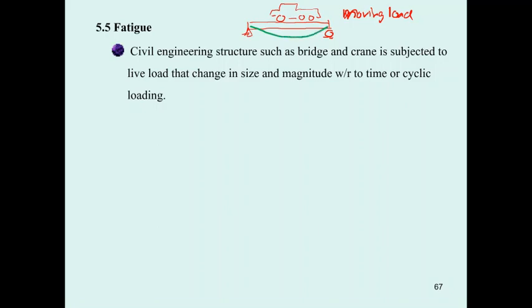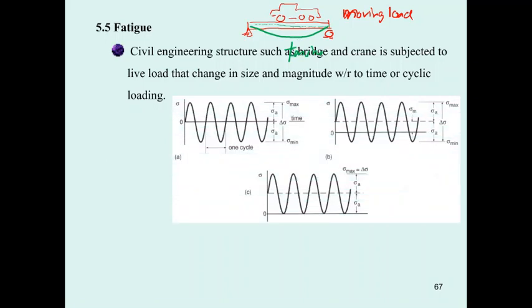It's going to be in tension on the bottom. And when the truck passes, it just goes back. What happens is the stress applied to the bottom part starts at 0, for example. When the truck comes, the stress goes up in tension to the maximum. And then when the truck passes by, the stress drops down to 0. So this happens every time the truck passes. That means the bridge is a structure subjected to live load that changes its magnitude with respect to time, which we call cyclic loading.